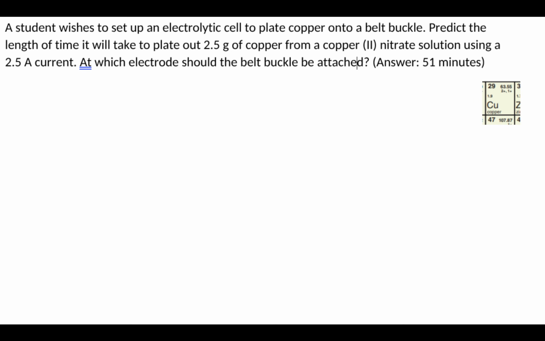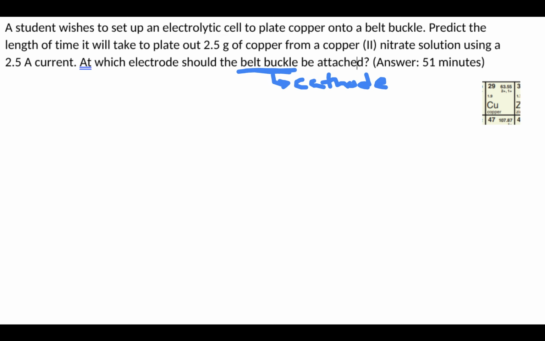So this first question, we have an electrolytic cell to plate copper onto a belt buckle, and we want to figure out the time it will take if we get 2.5 grams of copper from copper 2 nitrate solution with 2.5 amps as a current. And then the question, at what electrode should the belt buckle be attached? Anytime you are plating, the site to be plated is your cathode. So if you want your belt buckle to be plated, that must happen at your cathode.